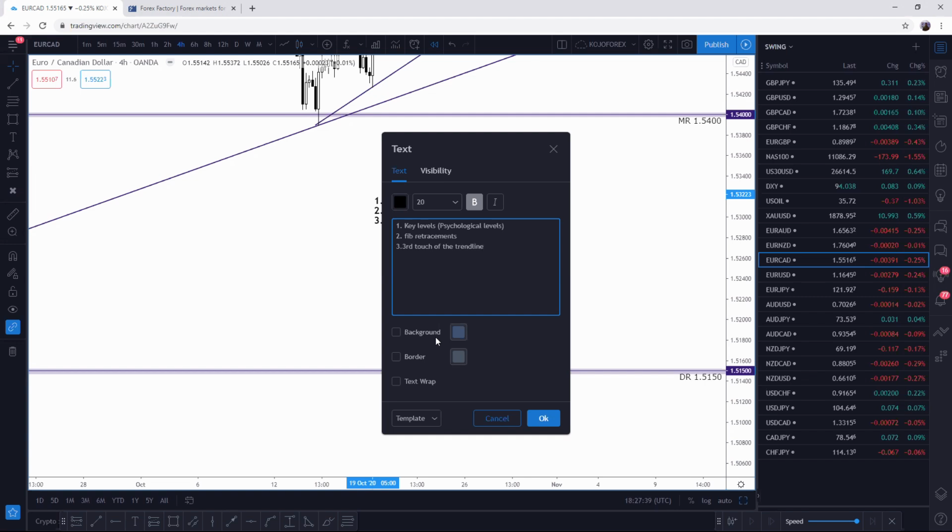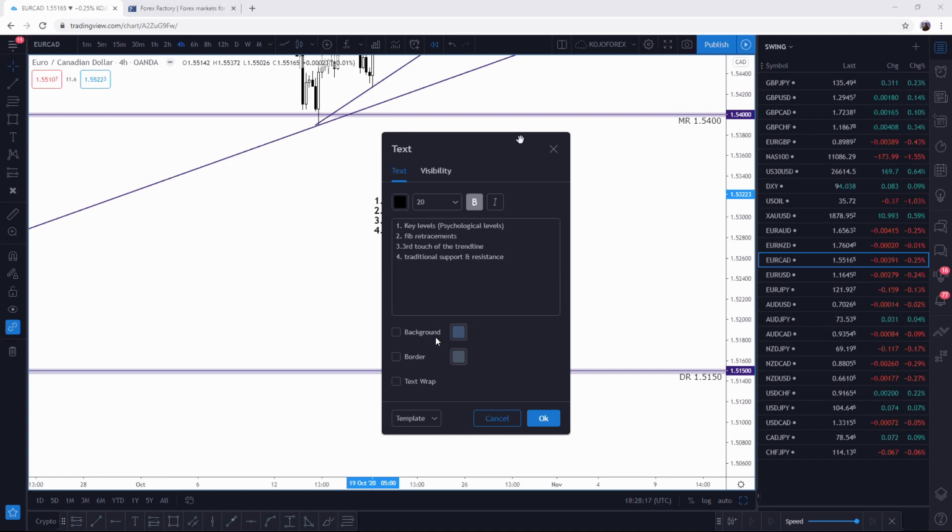And you may want to take a trade based on what? Additional support and resistance, right? So it could be a key level, psychological, fib retracement, third touch of a trend line, or the traditional support and resistance, right? So what do I mean? Key level, like something like this.